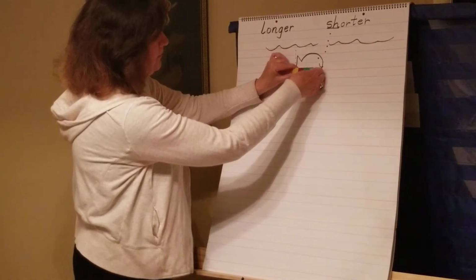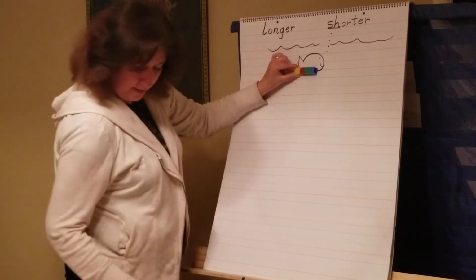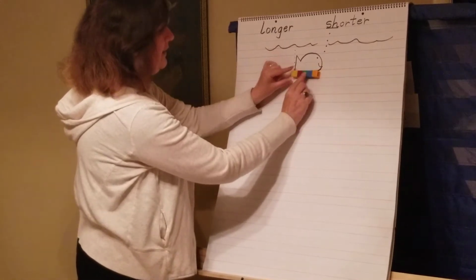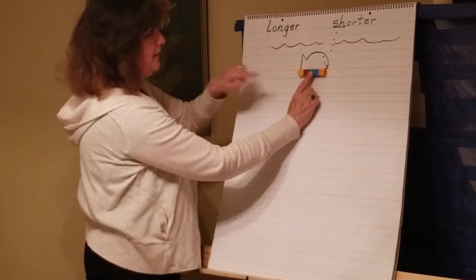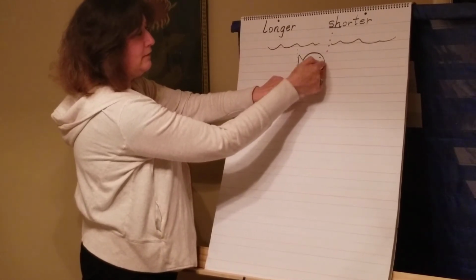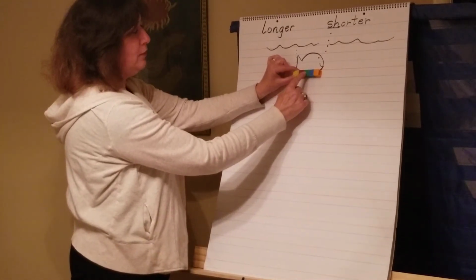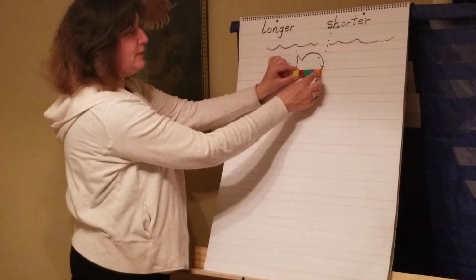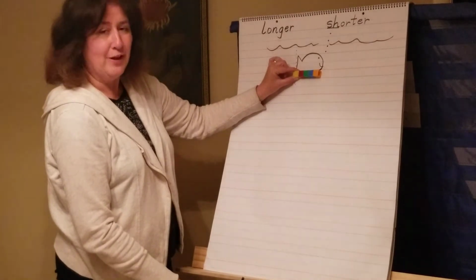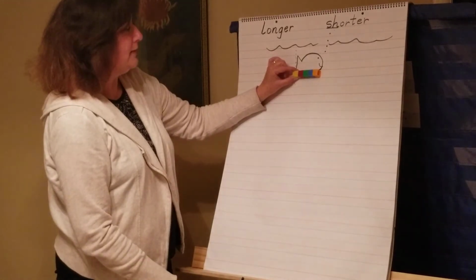Let's try another one. Now we've got 4, but no, still haven't come to the end. Should we try one more? Let's try one more. Now we're lined up, and our Unifix cubes have come all the way even to the end of that fish's nose. So that tells me that that fish is 1, 2, 3, 4, 5 Unifix cubes long. He is 5 Unifix cubes long, because from tail to nose, that's exactly how long he was.